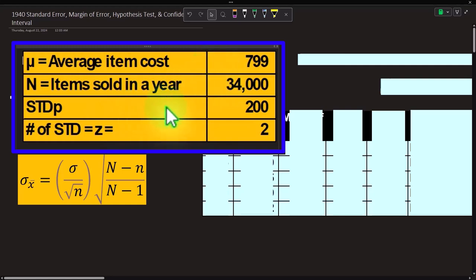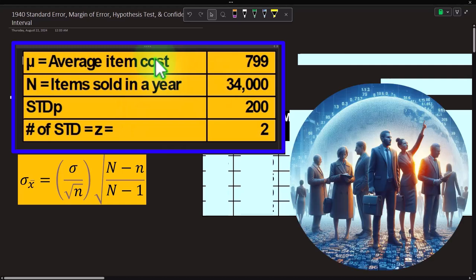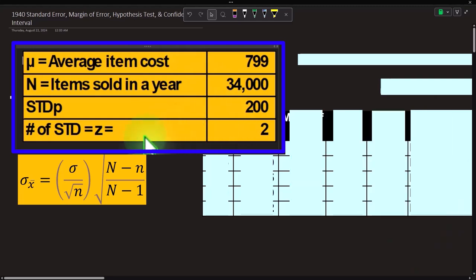The standard deviation of the population, measuring the spread of the population, is 200. And then the number of standard deviations, the interval that we want to find, is two standard deviations away.